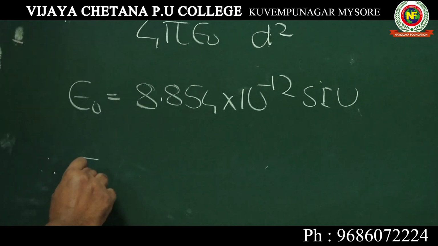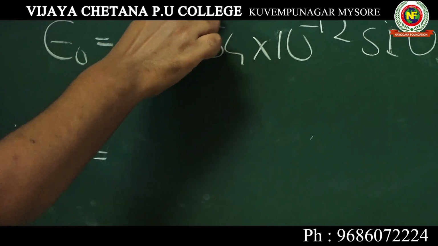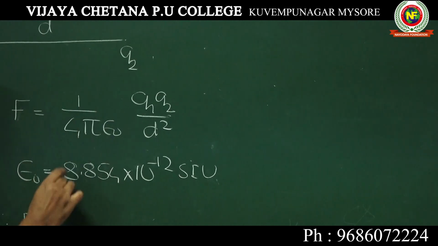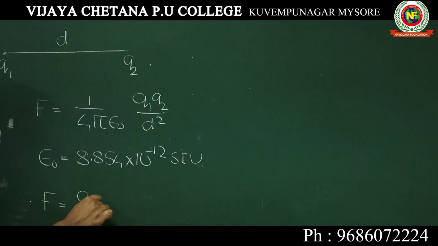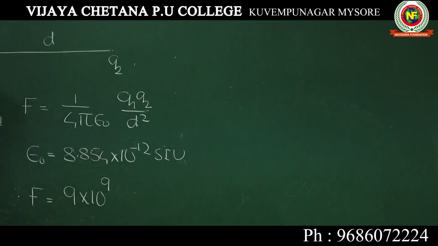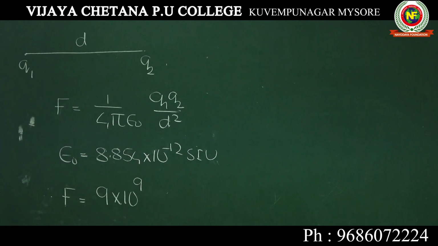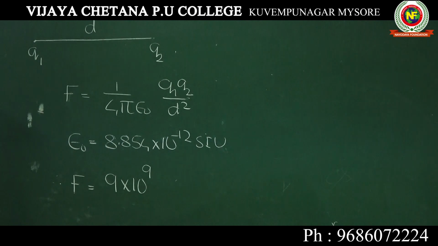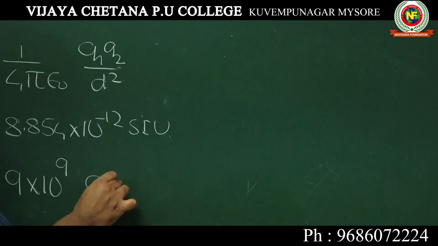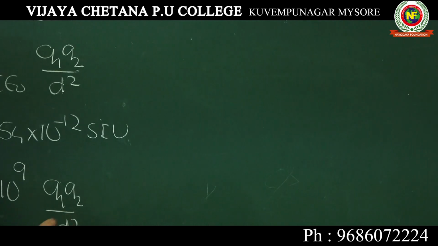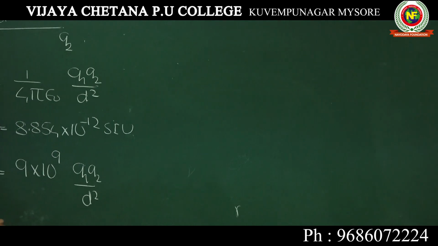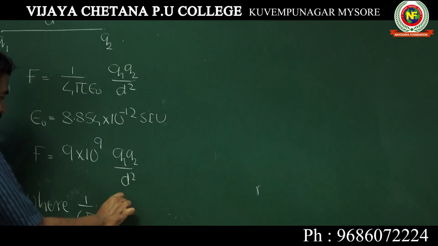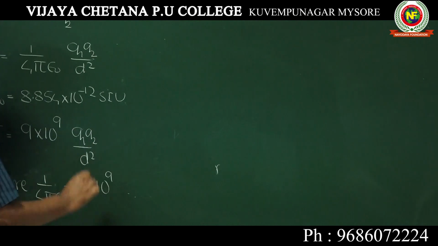Therefore, I can write force as equal to, if I substitute epsilon naught, pi value and 4 here, I get this ratio as nearly equal to 9 into 10 to the power of 9. Must remember, 1 by 4 pi epsilon naught is nearly 9 into 10 to the power of 9, into Q1 Q2 divided by d square, where 1 by 4 pi epsilon naught has been written as 9 into 10 to the power of 9.